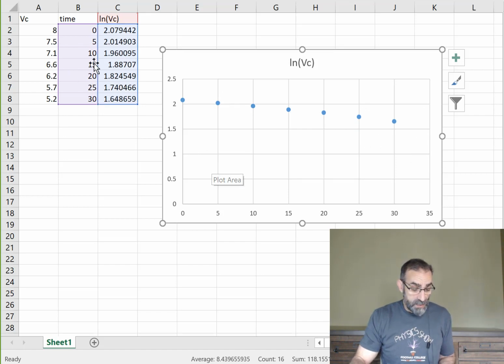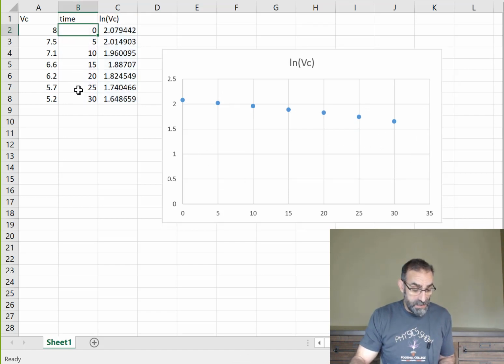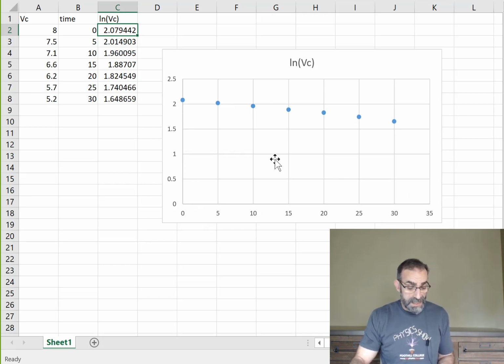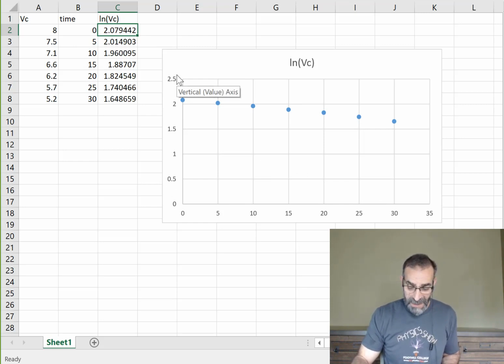Now let's make sure it graphed properly. So time goes from 0 to 30, and natural log of my voltage goes from 1.6 to 2.0. So it looks like it graphed the way I wanted it to. So always check. Make sure what you think is on the x-axis is actually on the x-axis, and what you think is on the y-axis is plotted that way.